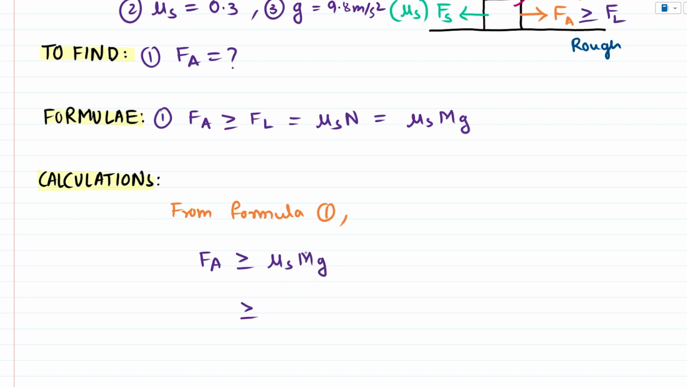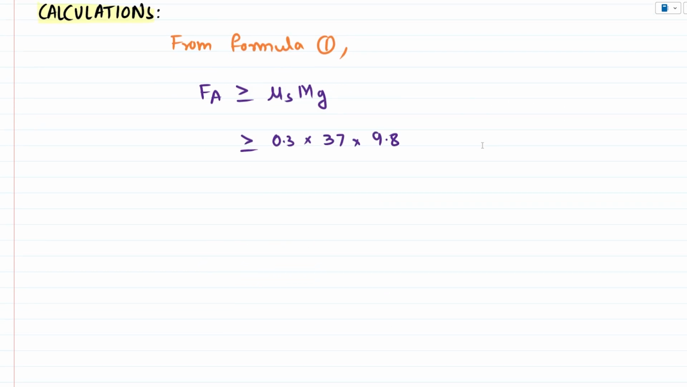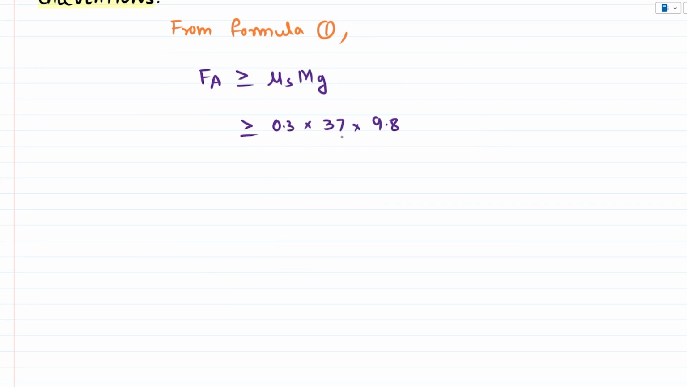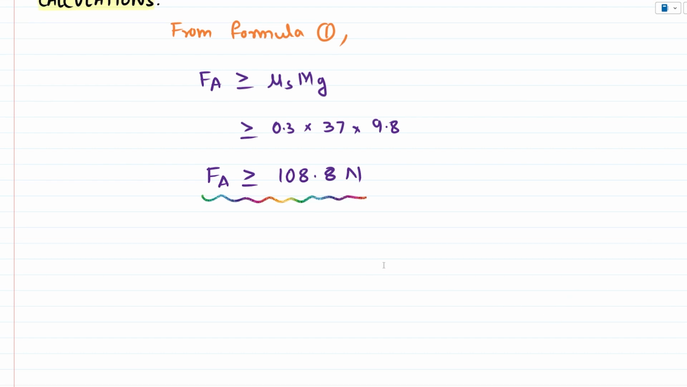And if we were to substitute these values, μs का value is 0.3 into mass is 37 into g value is 9.8. Now you can use the logs to calculate the further equation, but for the simplicity of the video we'll skip that portion, and if you were to multiply these terms, you will get your force, that is the least force, as 108.8 Newton. So this is the least force required, that is 108.8 Newton.